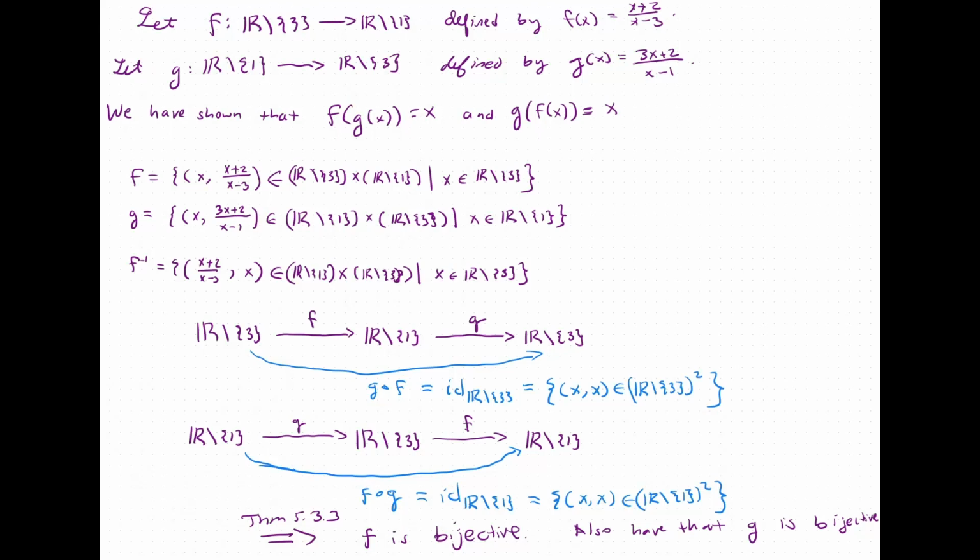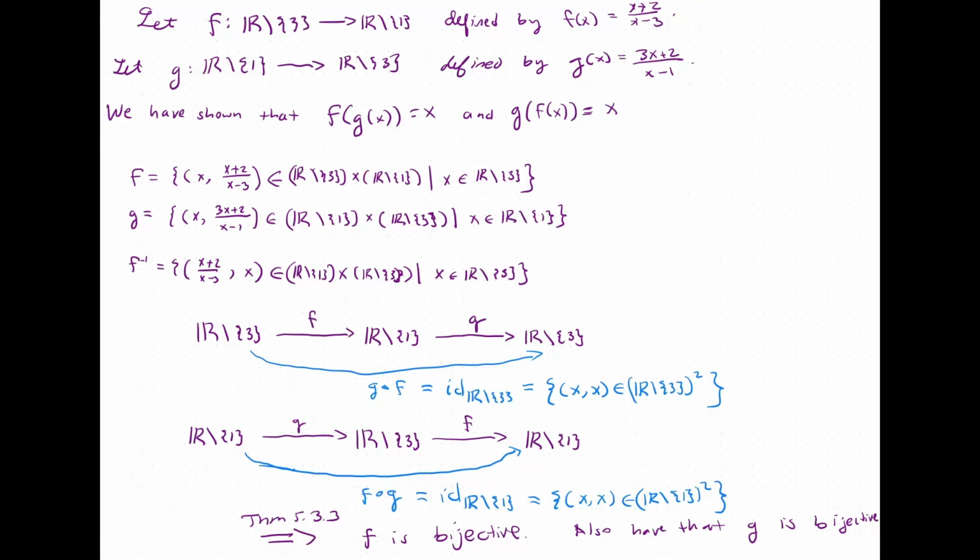So before we cover our last result for the day, let us revisit our motivating example, where we had f of x equals x plus 2 over x minus 3, and g of x equals 3x plus 2 over x minus 1. How did we construct g? Well, we applied the techniques we have previously learned to find the inverse function for f, and that's how we got g. So we know that g of x is the inverse function to f.